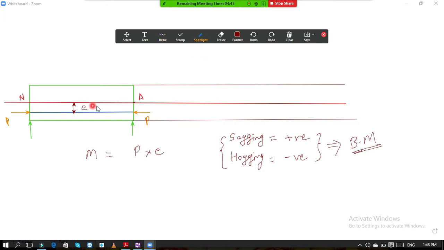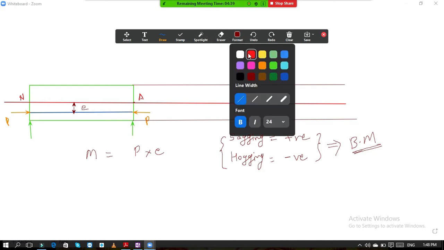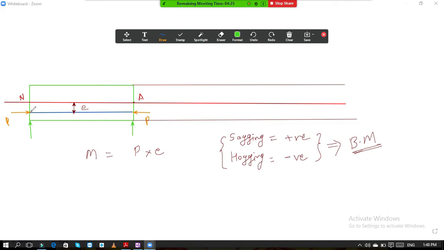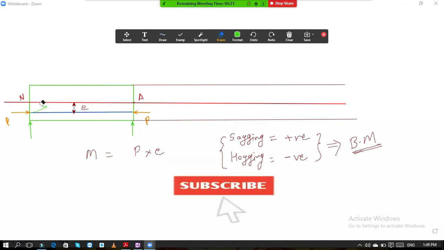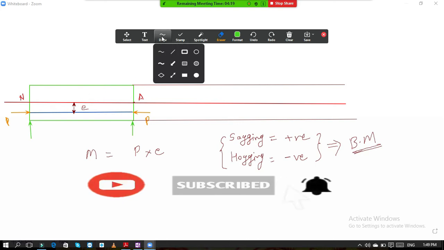This is the level of our neutral axis. Now these forces will see. This force will rotate about the neutral axis in this direction. This force also rotates about the neutral axis in this direction. The arrows are not clear. I will draw once again so that you will understand better.